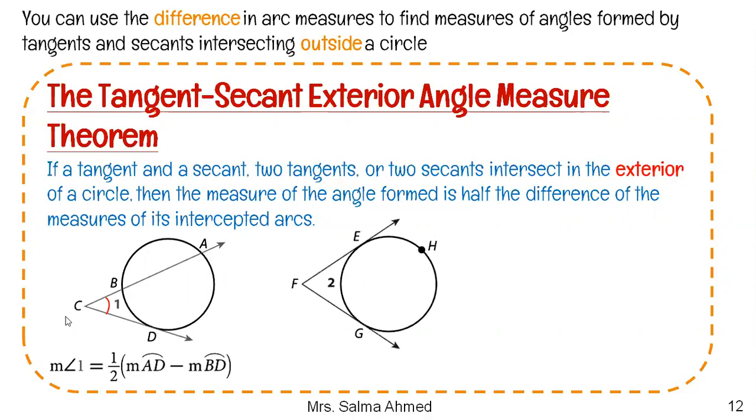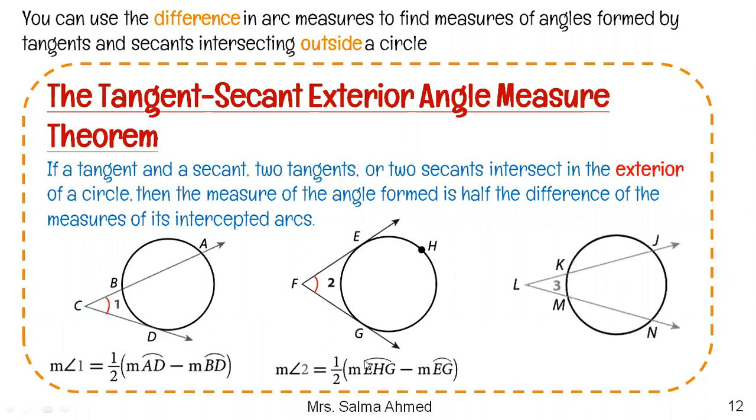Or if I have tangent and tangent, and it forms an included angle, which is angle 2, I need to find it. It's the same idea. So the measure of angle 2 is equal to half that arc, the major arc here, which is EHG, minus the measure of the minor arc, which is EG. So the measure of angle 2 is equal to half the measure of arc EHG minus the measure of arc EG.